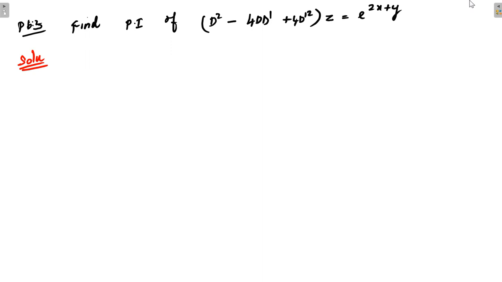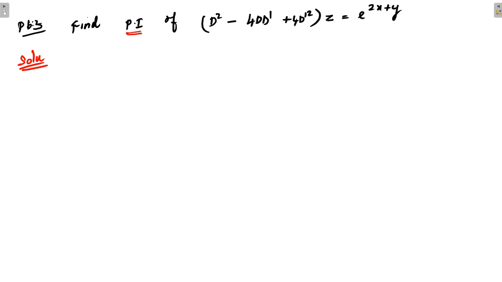Find the particular integral of this partial differential equation. Here in this question they are asking only for the particular integral. They will ask this kind of question in 2 mark part A questions. So it's enough to find the particular integral only. No need to find the CF, no need to write z equals CF plus PI and so on. They are asking only for the particular integral or particular solution.